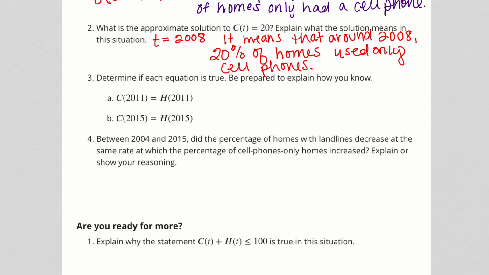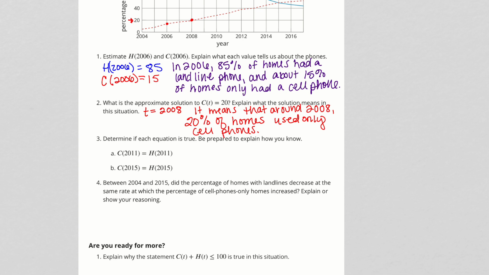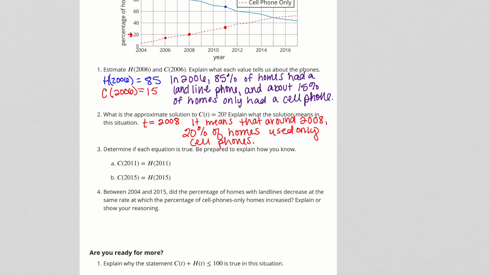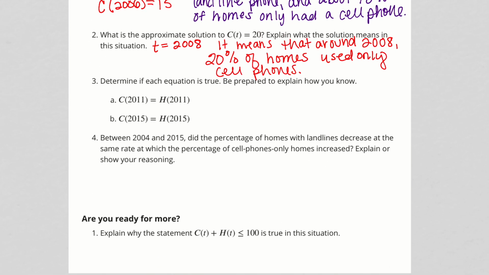Determine if each equation is true and be prepared to explain how you know. So is C of 2011 equal to H of 2011? Are the number of landlines and the number of cell phones only the same percentage in 2011? No. Why not? It's just because the lines don't intersect.